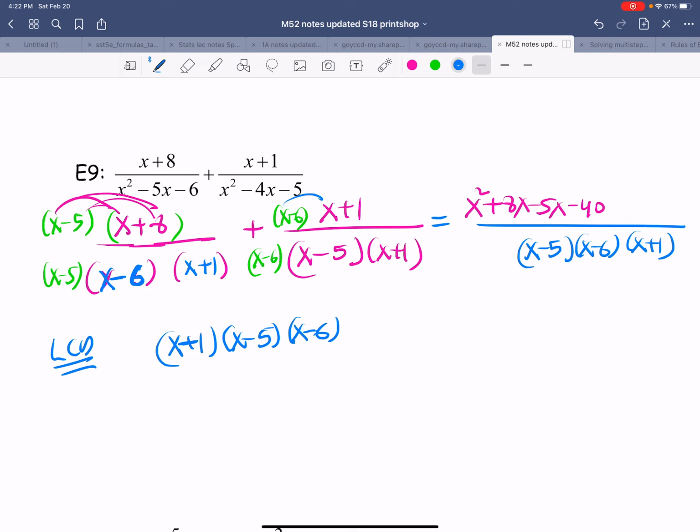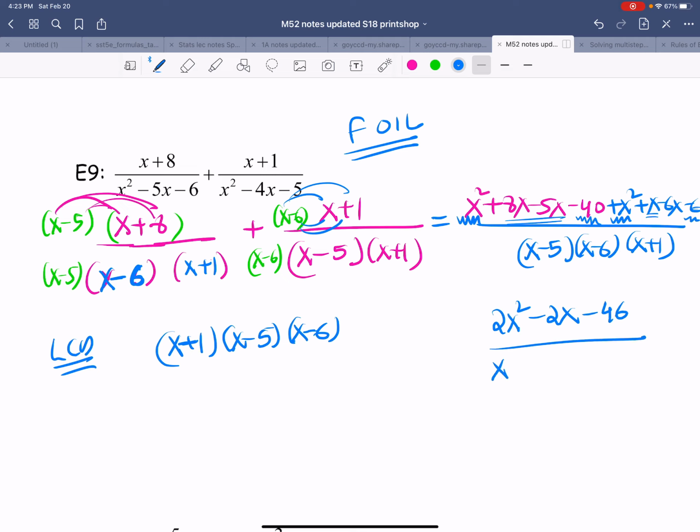And same thing here: first, outer, inner, last. Remember the word FOIL, first, outer, inner, last. x times x is x². Outer times outer is plus x, minus 6x, minus 6. Okay, let's see. Combine the like terms. x² plus x² is 2x². 8x minus 5x is 3x. Plus x is 4x. 4x minus 6x is −2x. And minus 40 and minus 6 is minus 46, divided by (x − 5), (x − 6), and (x + 1).